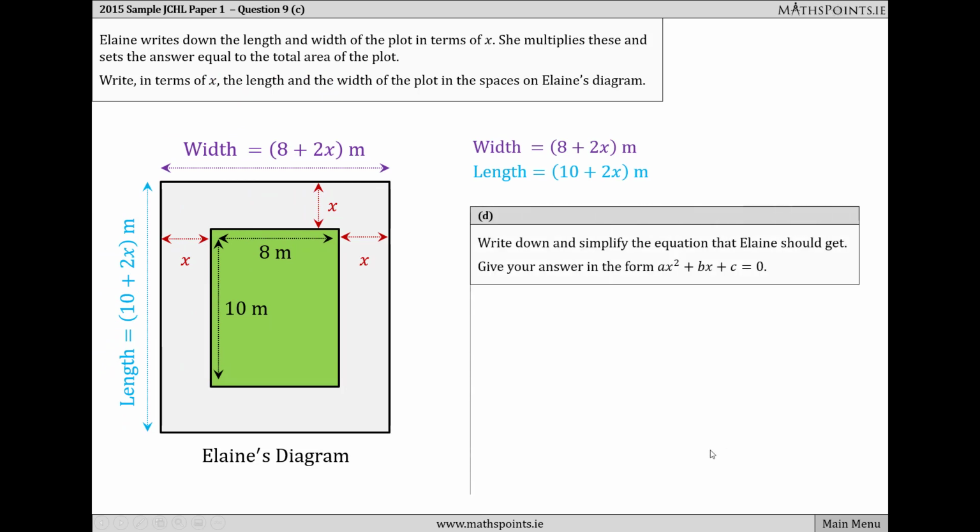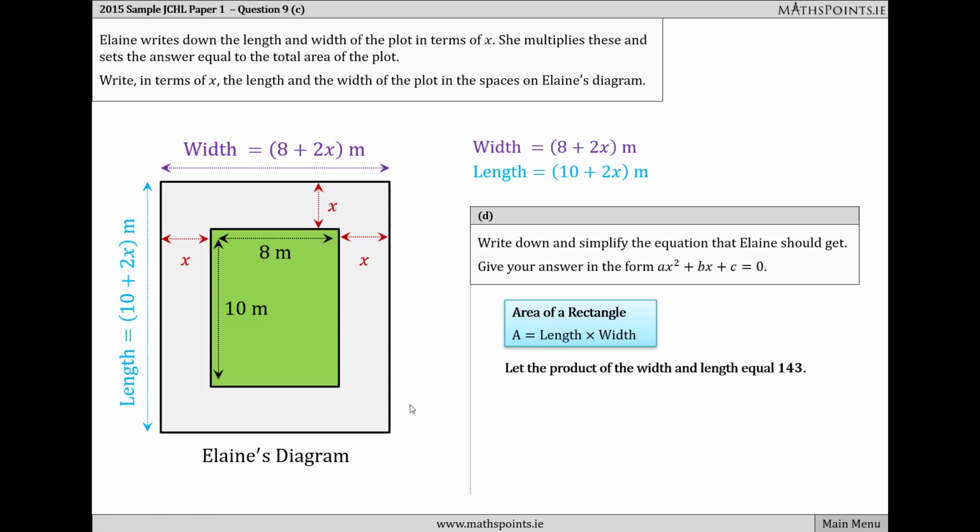In part D, we're going to write down and simplify the equation that Elaine should get. So Elaine is going to multiply the width by the length, from the area of a rectangle, and let it equal the full area of the plot, which is 143. So we're going to multiply 8 plus 2x by 10 plus 2x and let it equal 143.